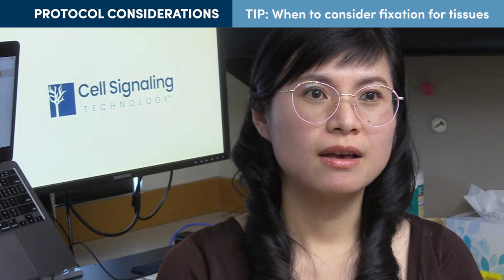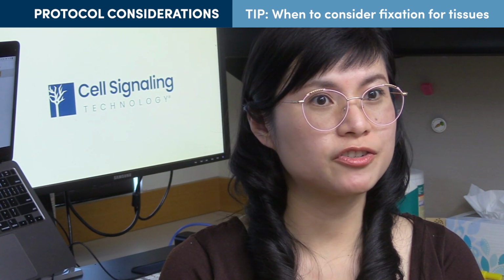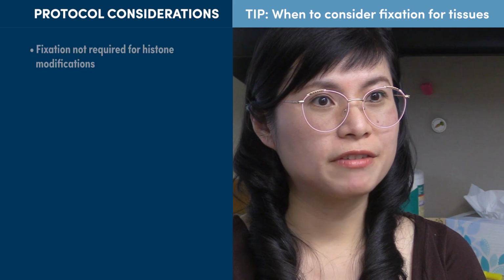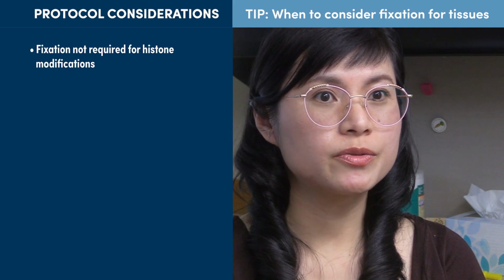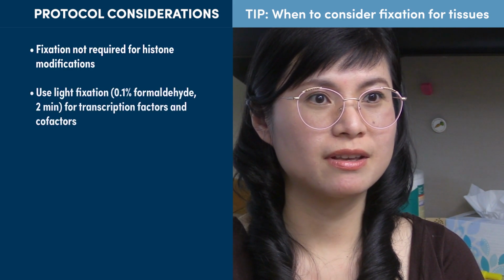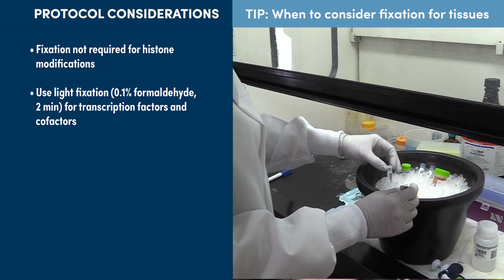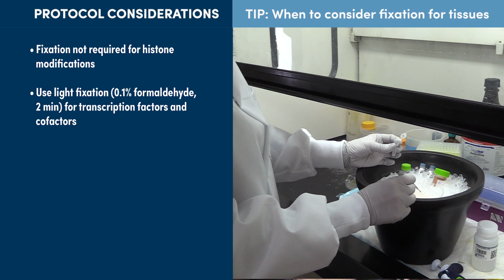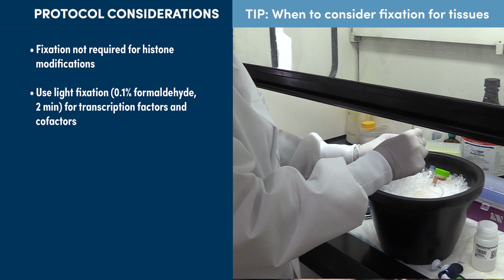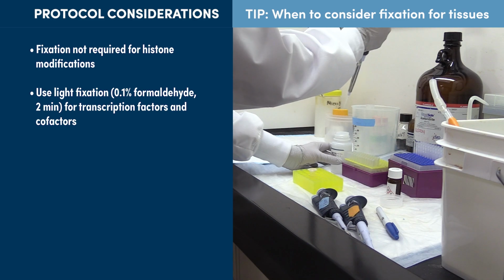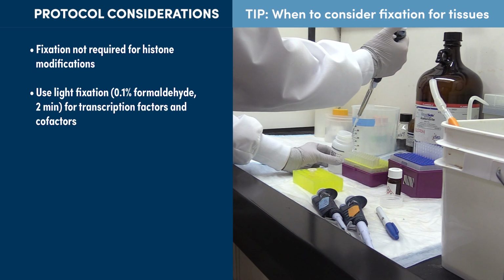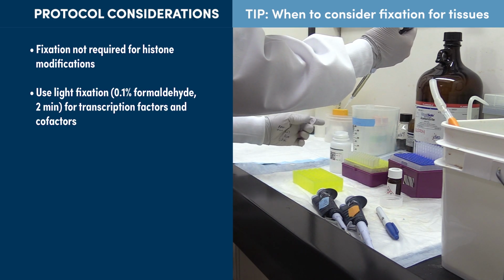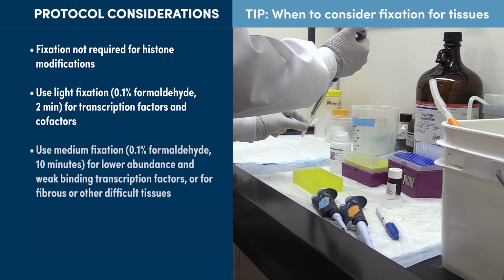For tissue sample preparation in Section 1C, consider the target protein and the tissue type when deciding if fixation is needed. Formaldehyde fixation is not required for enrichment for histone modifications. However, the enrichment of many transcription factors and cofactors from tissue does require a light fixation step with 0.1% formaldehyde for 2 minutes for optimal results. We recommend this approach for most tissue types and protein types.